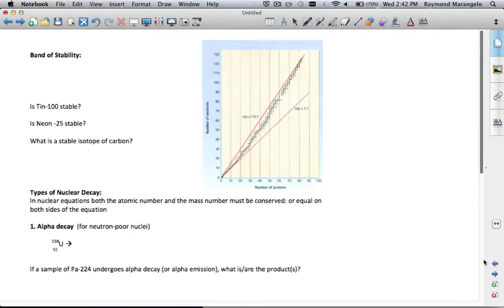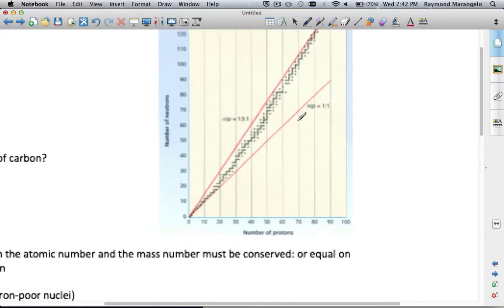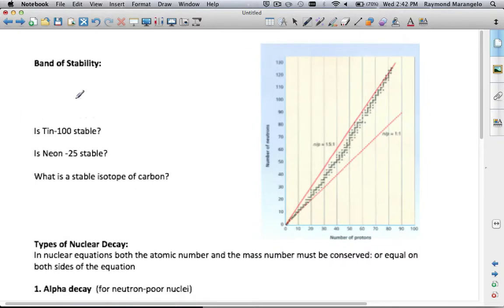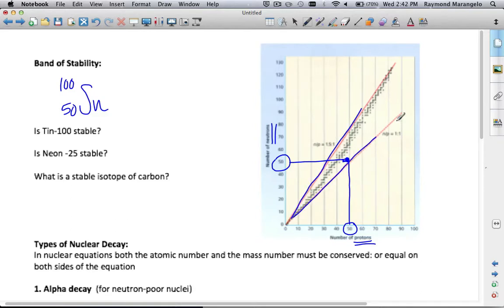There is your band of stability. All right, so your band of stability tells you where you're going to be stable. This is not a chart that's in your book, but tin 100. Tin has 50 protons. So here's 50 protons. If you zoom in, it says 50 protons, and this is neutrons. And here's 50 neutrons. And you draw a line over from 50 to 50, and bam, there you go. It is within this line, this band of stability. Therefore, yes, tin 100 is stable.